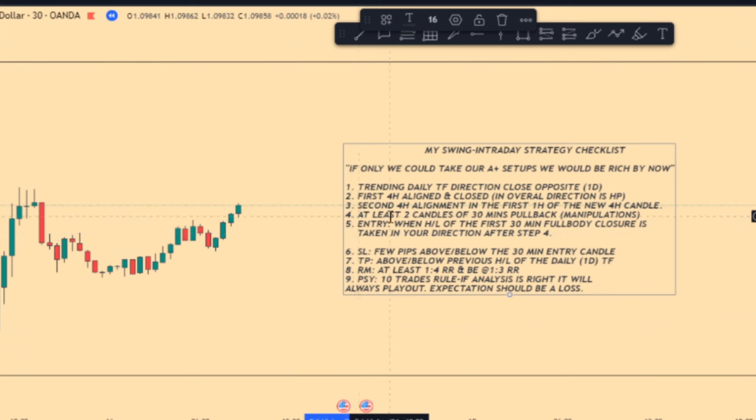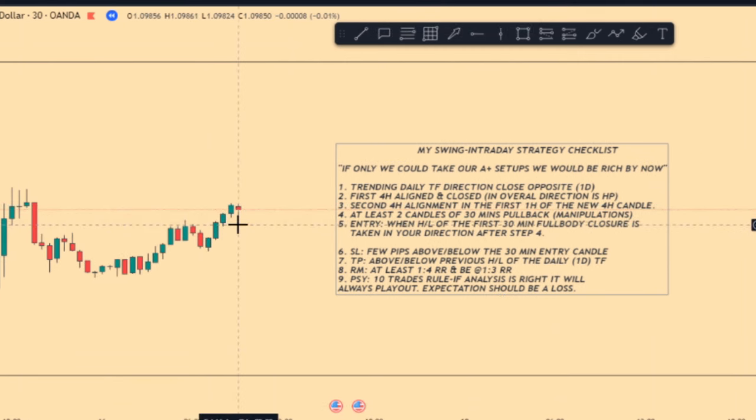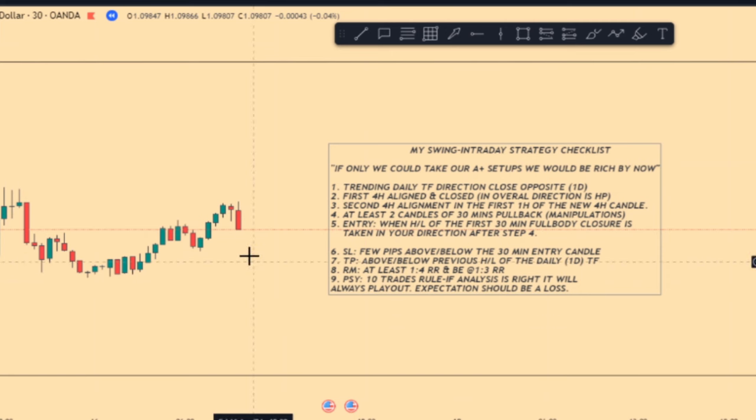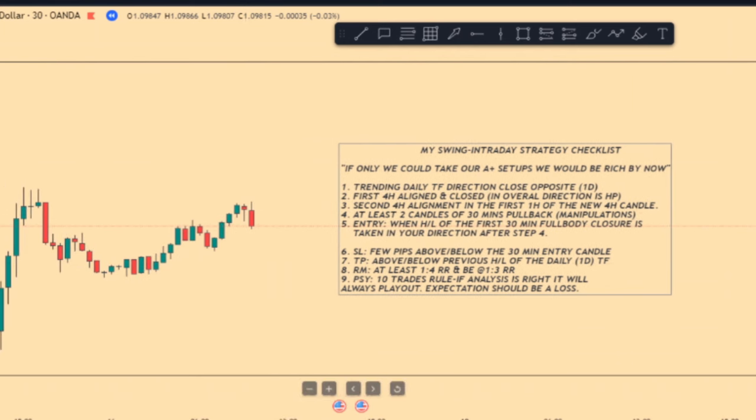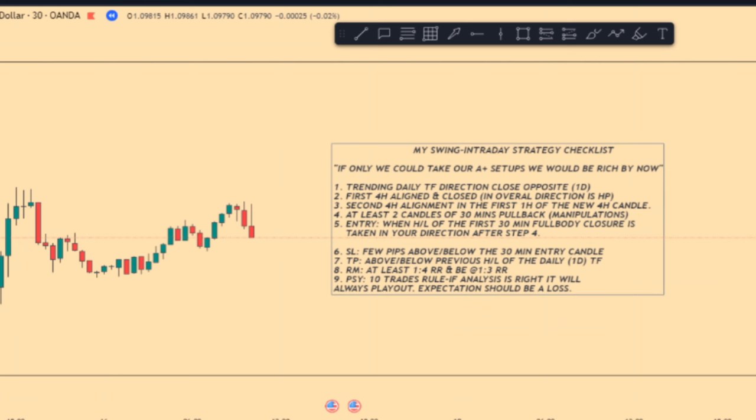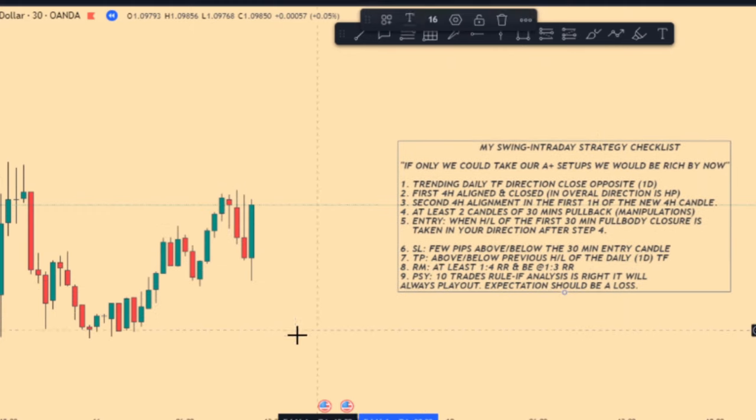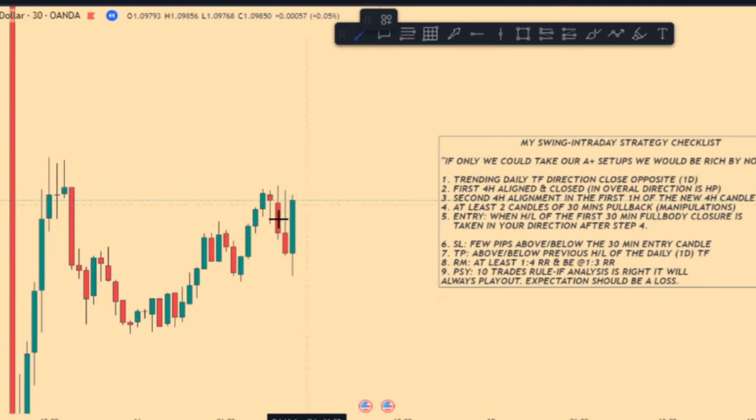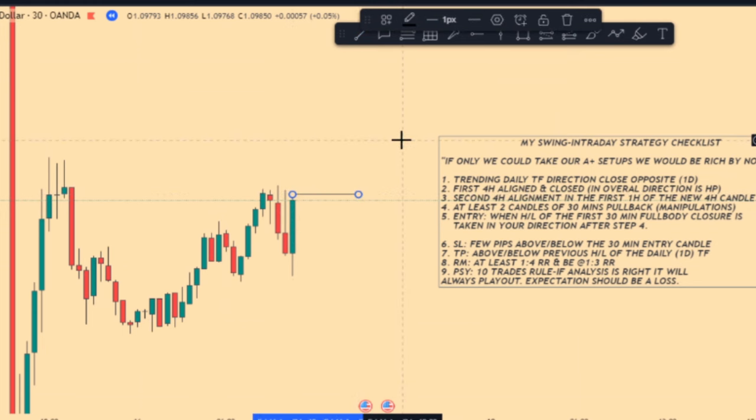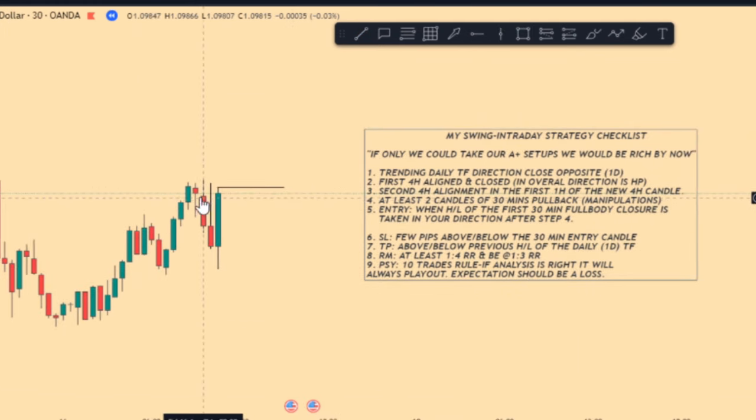If you still go ahead and wait for at least 2 candles of 30 minutes pullback or manipulation, we can see this is the first candle closed down. This is the second candle closed down. Now from this particular point, we are waiting for anything that will now go our direction, which is buy. Do we get a buy? No, not yet. Yes, we get a buy. So when you get a buy like this, the next thing is to enter on alignment. We have gotten at least 2 pullbacks.